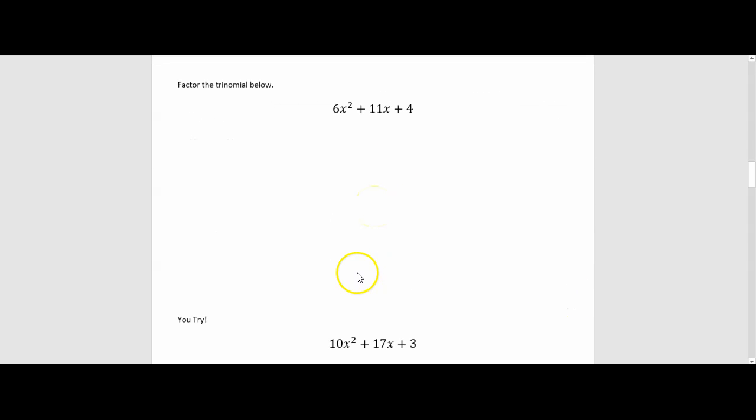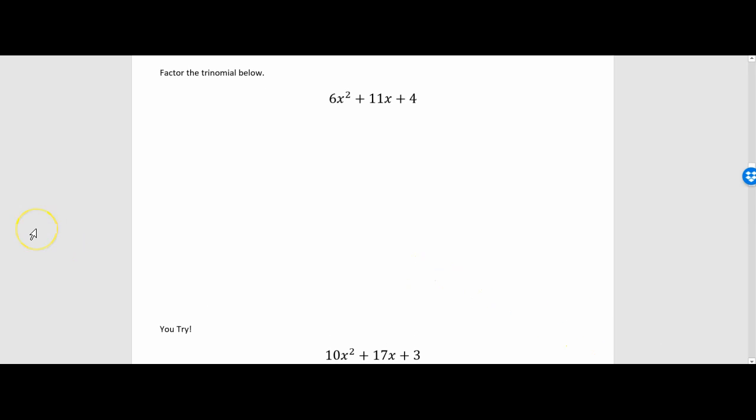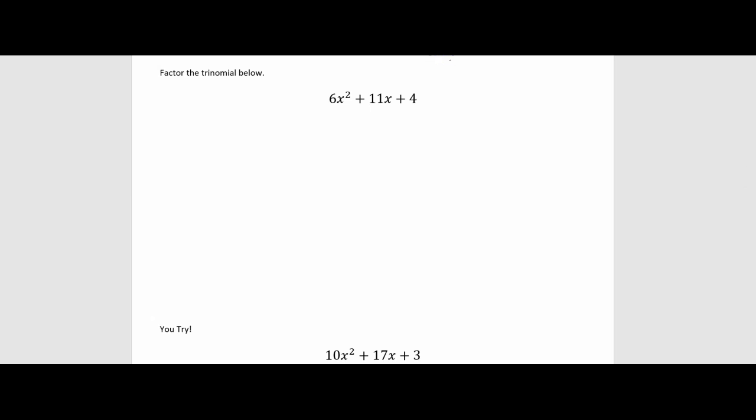So let's jump into this example right here. Here, our a value is 6. So this method is called the AC method. Why is it called the AC method? Well, remember when I told you what the general form of a trinomial looked like? ax squared plus bx plus c.